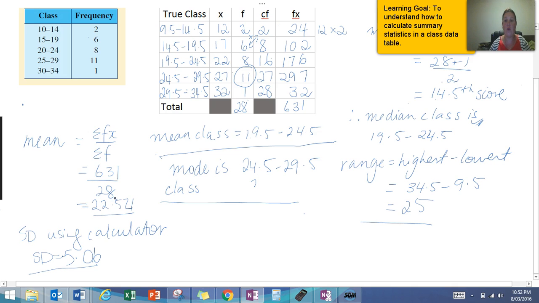And that's how you calculate all of those different variables based on using a table that has class data.